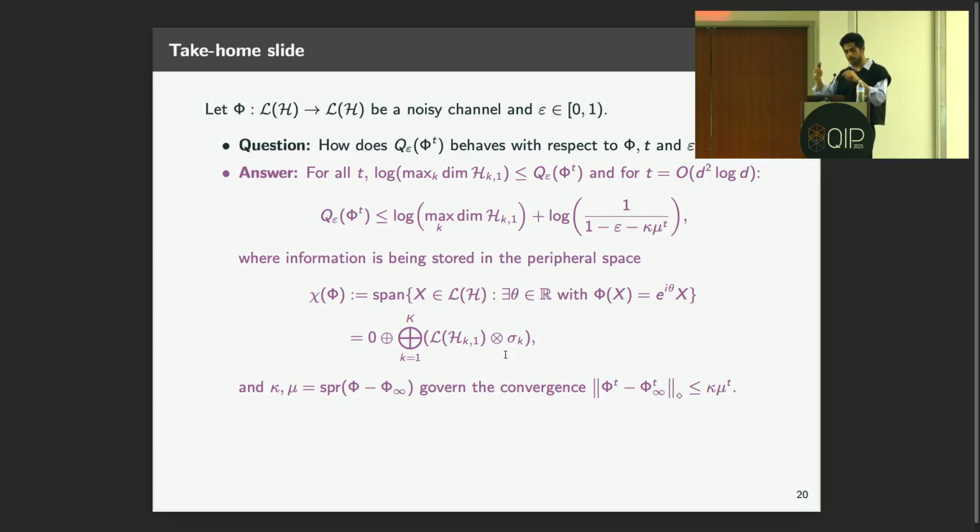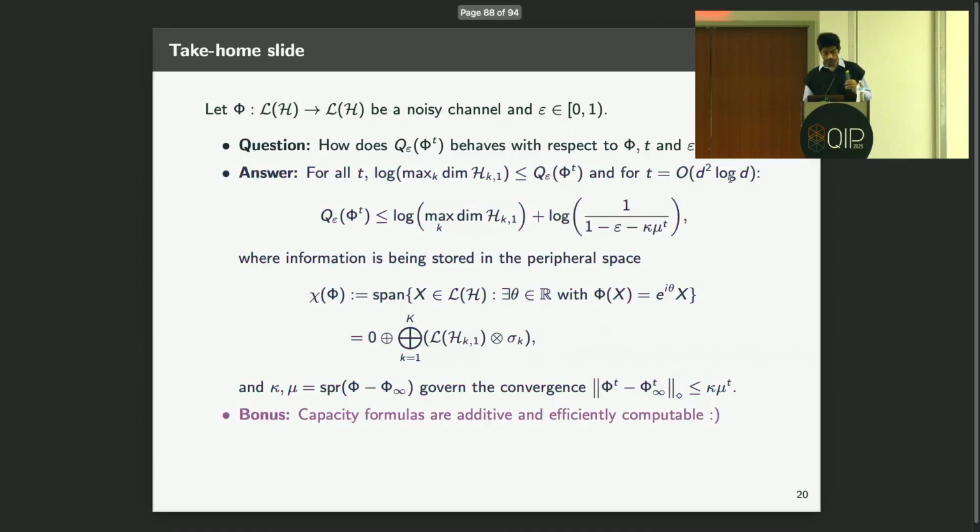The noise can only just shuffle things around. You can recover everything back. And if you wait for long enough time, which is of the order of d squared log t, then this is also the best that you can do. And so we have these converse bounds. And a bonus is that these formulas are efficiently computable, which is not the case usually in Shannon theory.